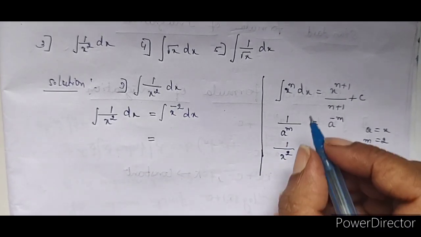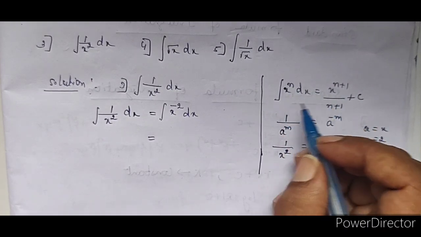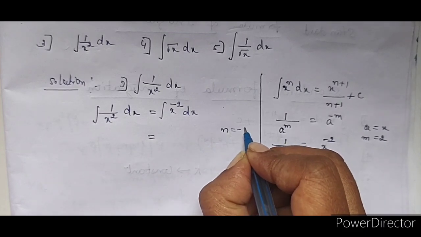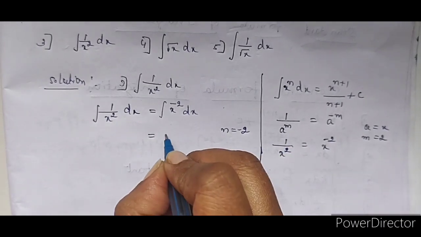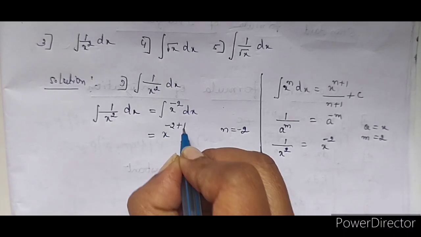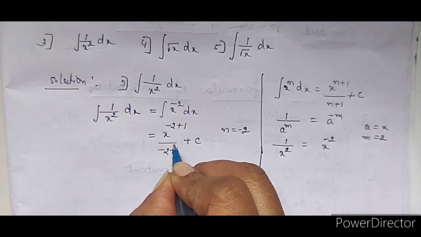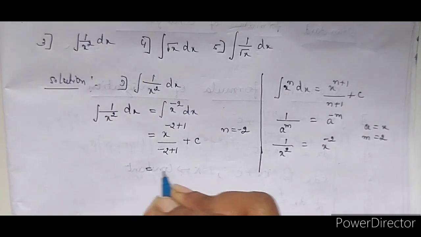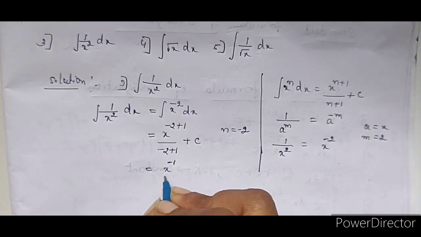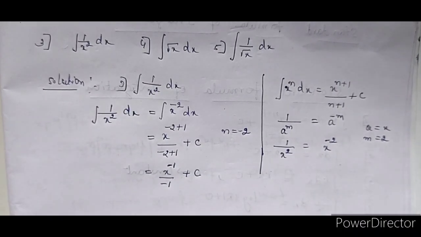Now here you can apply the standard formula for integration, the integration of x to the power of n dx. What is n here when you compare it? n is minus 2. Therefore, it is x to the power of minus 2 plus 1 divided by minus 2 plus 1, plus the constant of integration c. So, that is equal to x to the power of minus 1 divided by minus 1, plus the constant of integration c.